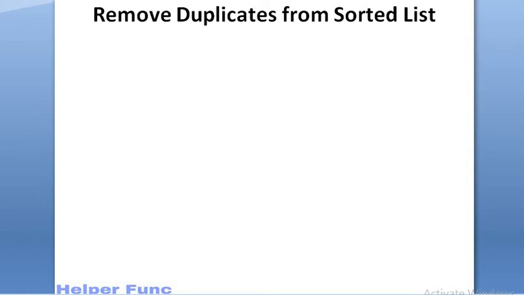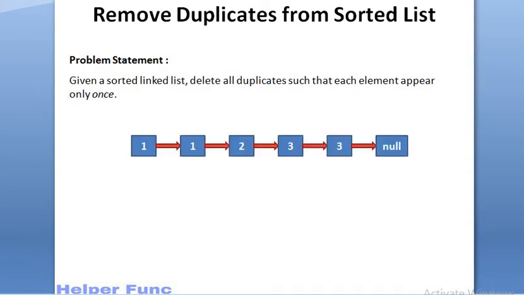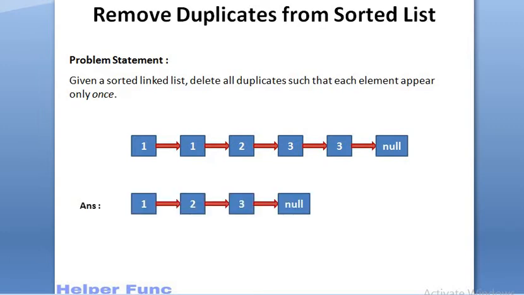In this video, we will discuss how to remove duplicates from a sorted list. So the problem statement says that given a sorted linked list, delete all duplicates such that each element appears only once. Now for this example, as we can see, 1 and 3 have duplicates, so we need to remove them and return this as our answer. So let's see how we will solve this.